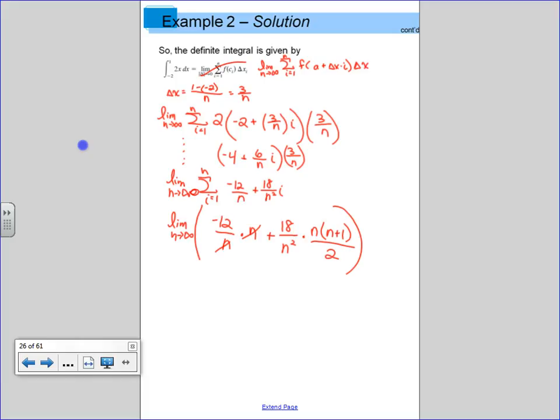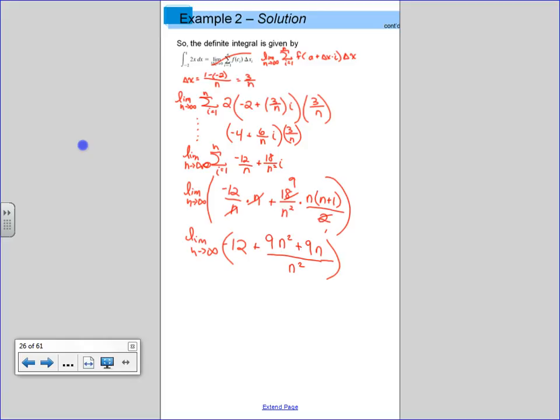I got it all, right? So limit, yeah, we're simplifying, of negative 12 plus 9 n squared plus 9 all over n squared. Double check, is that right? Plus, oh, no, n squared plus n. Good catching. Okay, how do I take the limit to infinity? Oh, that's why we reviewed it so much. n squared over n squared plus 9. Good, and then that one doesn't even matter, right?